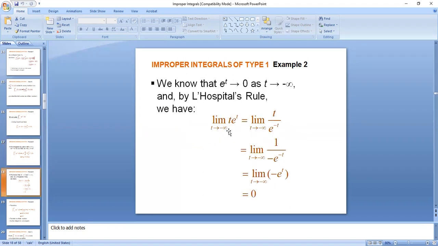So we need to process t e raised to t by L'Hopital's rule. L'Hopital's rule is only applicable for a rational expression. When we speak of rational, it's a fraction. So what happened here is that we rewrite the e raised to t as an e raised to minus t in the denominator. Because anyhow, this t over e raised to minus t is just equivalent to this. Then we evaluate this particular expression as t approaches negative infinity.